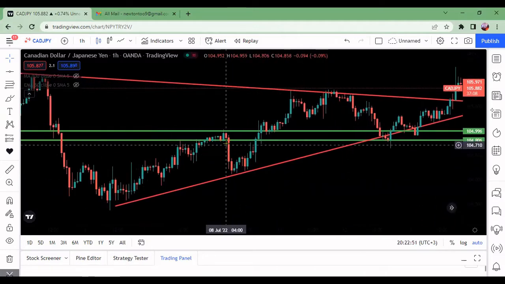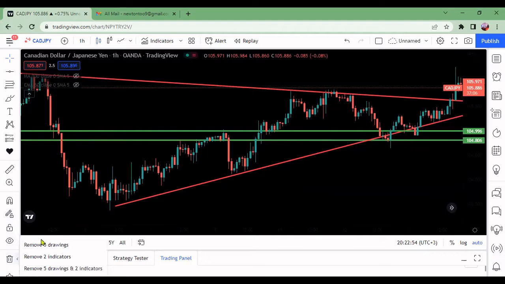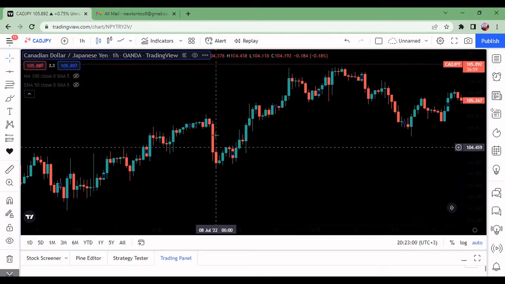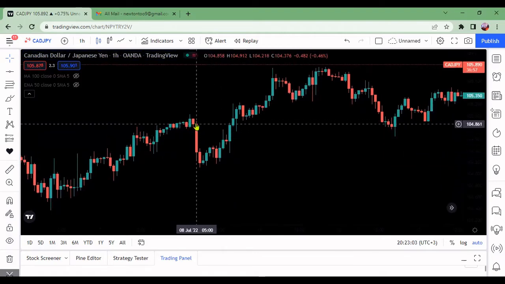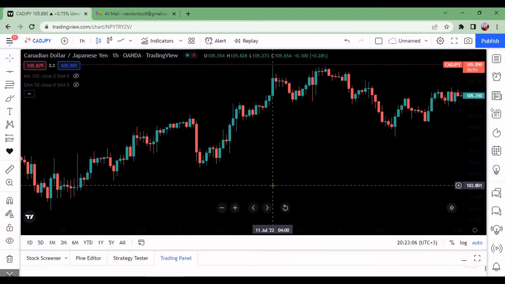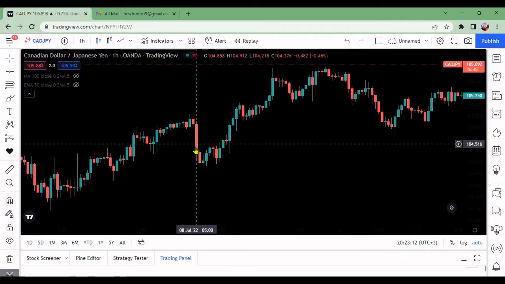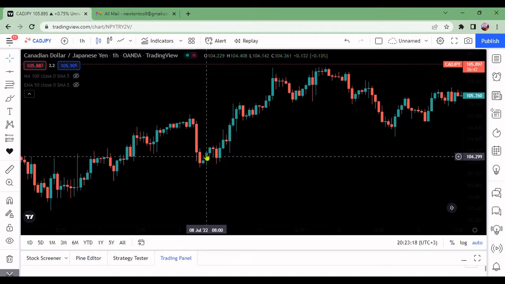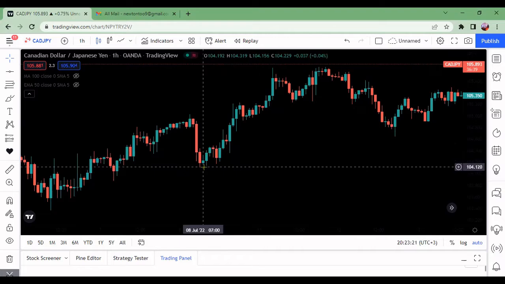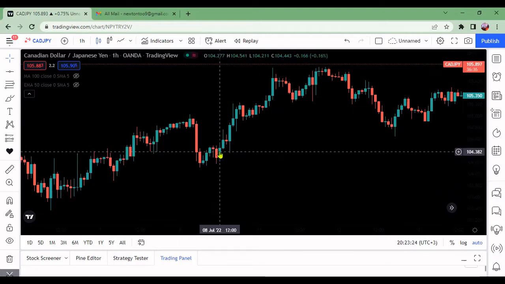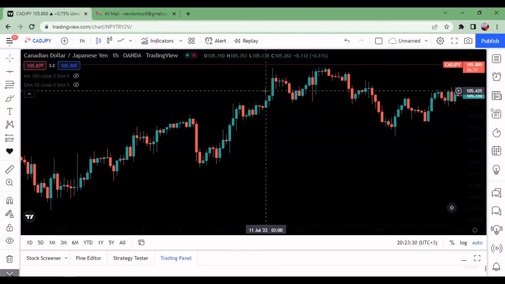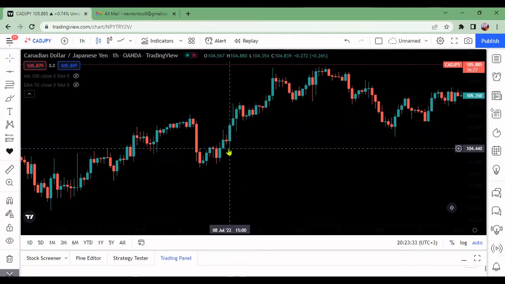Most of the times, let me remove these drawings. Whenever we have red candles, from this big red candle, this means there is more selling pressure coming to the market, because you have the big red candle coming down. Then when the green candle starts to move up, the market starts to move up because the buyers are in control.